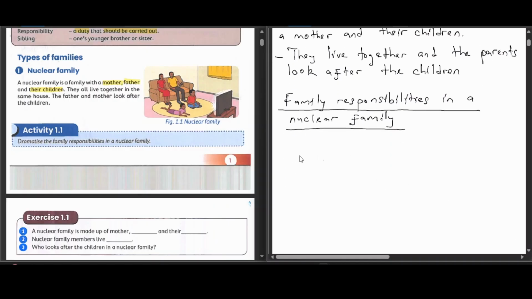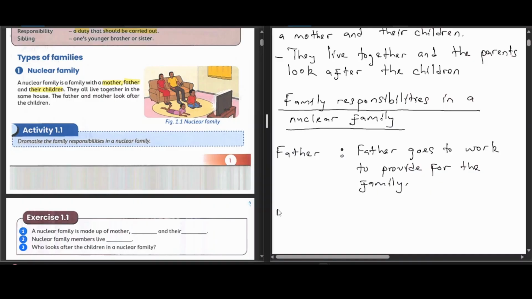So in a nuclear family, we know that it has the father. So the father goes to work to provide for the family. That is what the father does. He goes to work to provide for the family. Let us assume you live in a rented house. The father has to go to work so that you can have rent to live in that house. You need food, you need clothes, you need school fees, and many other things. The responsibility of the father is to take care of the family.